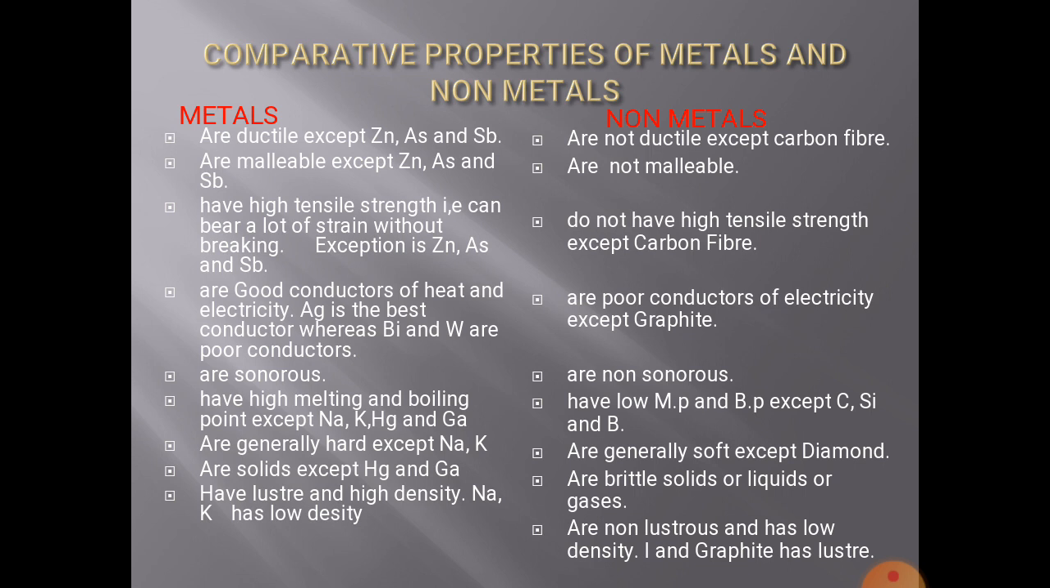Same, if you talk about metals, metals are very hard, except potassium and sodium. They can even be cut with a knife. Non-metals are generally soft, except diamond. Again, metals have luster and they've got very high density. Sodium and potassium are those exceptions to the metals which have low density. If you talk about non-metals, non-metals are non-lustrous, they've got very low density. Again, iodine and graphite are those two non-metals which have luster.